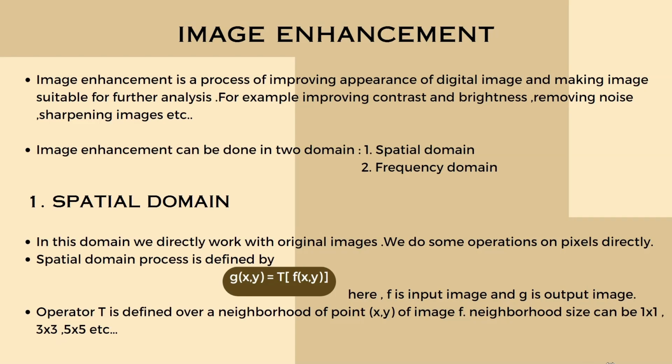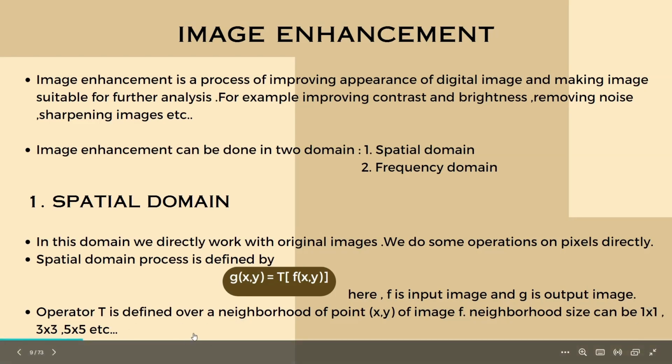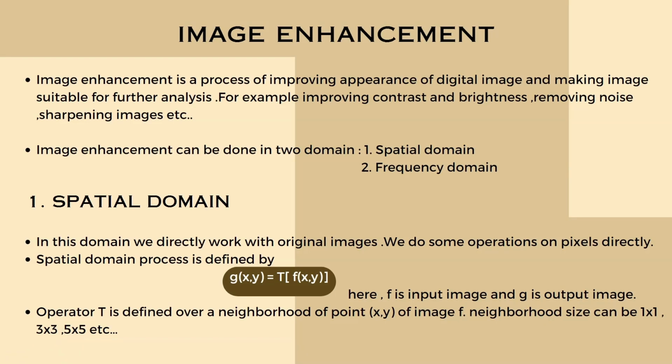The neighborhood size can be 1 cross 1, 3 cross 3, 5 cross 5. When the size is 1 cross 1, the output depends only on that one particular pixel. But when the size is not 1 cross 1, the output will also depend on surrounding pixels.